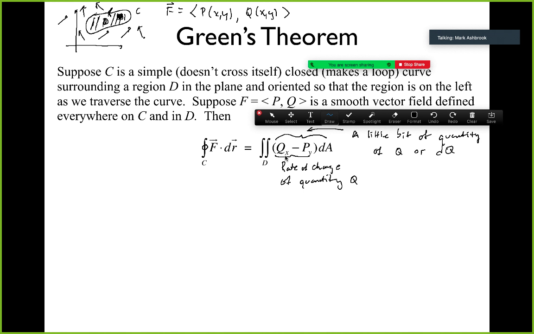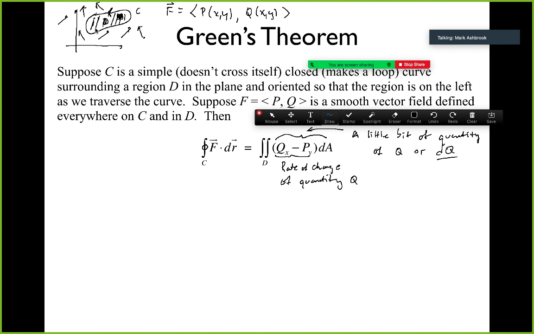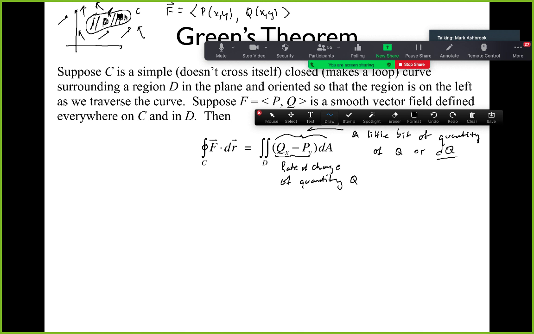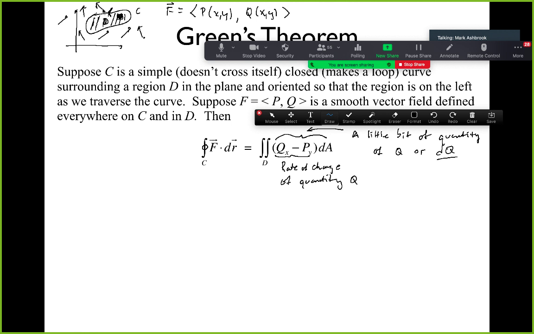Okay, so that's some sort of rate that we'll talk about next week. When you multiply that rate times the change in x and the change in y, or dA, you get a little bit of the quantity Q, or dQ. And then the double integral accumulates all those little bits of the quantity across that region. And that value is the same as the circulation line integral around the boundary. That's what this is.